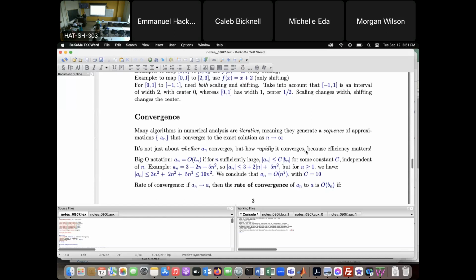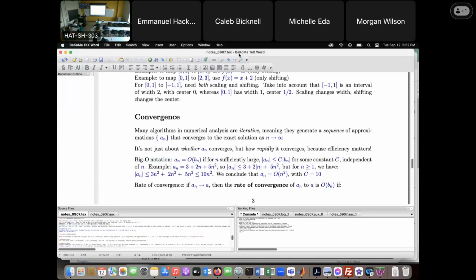Now, in a theoretical math class, like real analysis, convergence is an important topic as well, but generally focuses on whether something converges. In numerical methods, efficiency is also very important. We care about how rapidly a sequence converges once we establish that it converges at all. So that's what leads to this notation, big O notation. This is used to quantify how rapidly a sequence converges to a limit, or how rapidly a function converges to a certain value.